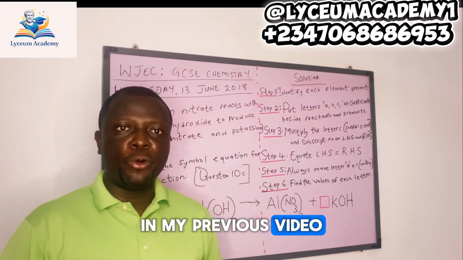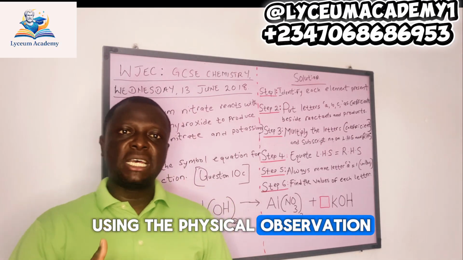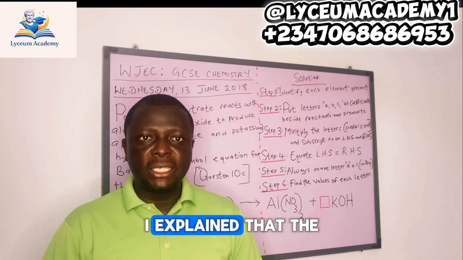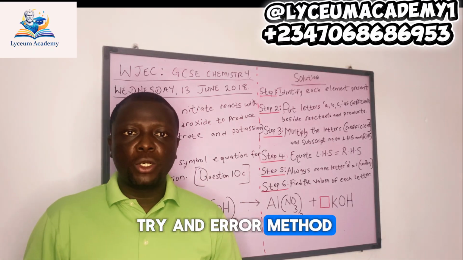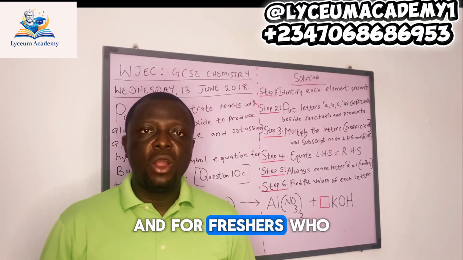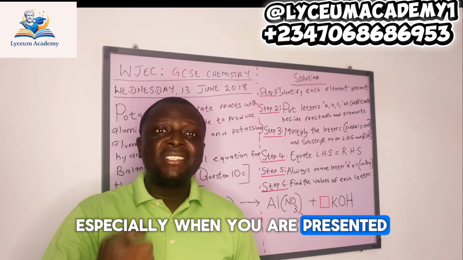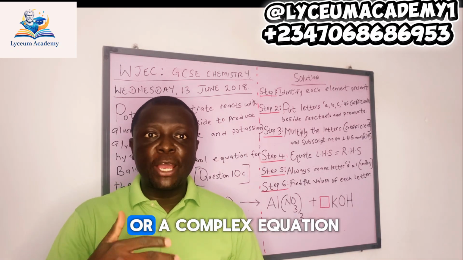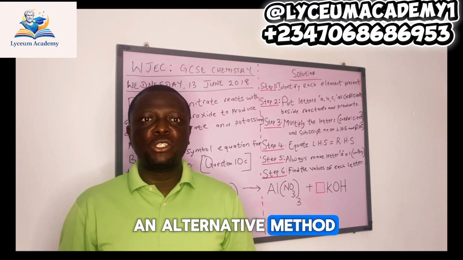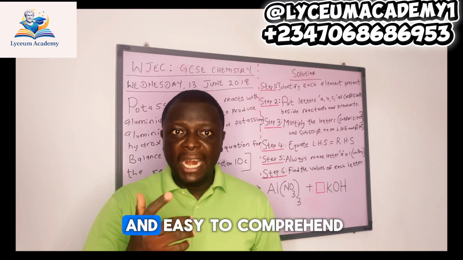In my previous video, I explained balancing of chemical equations using the physical observation or trial and error method. In that video, I explained that the trial and error method can be time consuming, meaning it can waste your time. And for freshers who are just learning chemistry, it can be very frustrating, especially when you are presented with a long or complex equation. In today's video, I present to you an alternative method of balancing chemical equations without tears. This approach is simple and easy to comprehend.